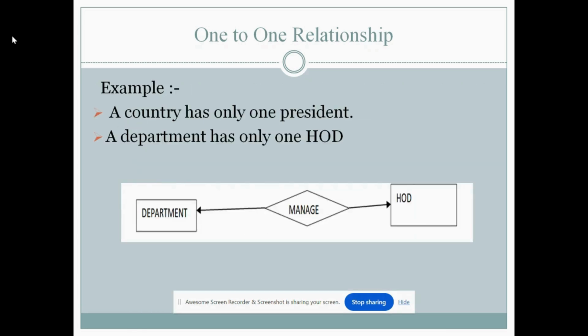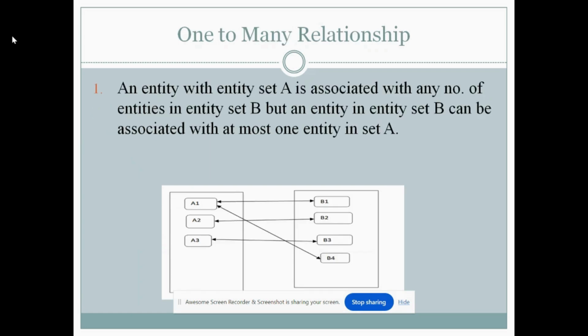Now coming to the examples of one-to-one relationship: a country has only one president, a department has only one HOD. These are live examples. Now coming to one-to-many relationship. An entity in entity set A is associated with any number of entities in entity set B, but an entity in entity set B can be associated with at most one entity in set A.